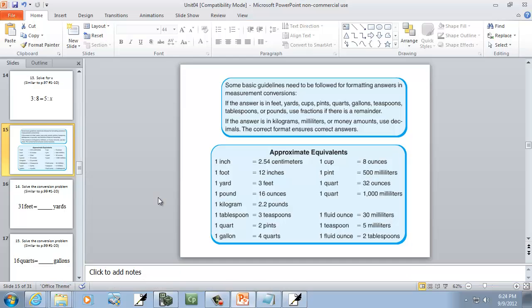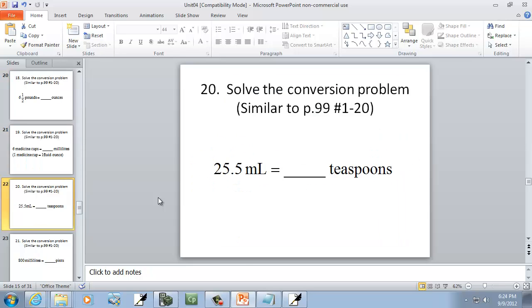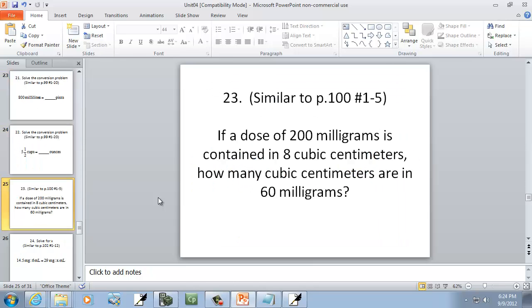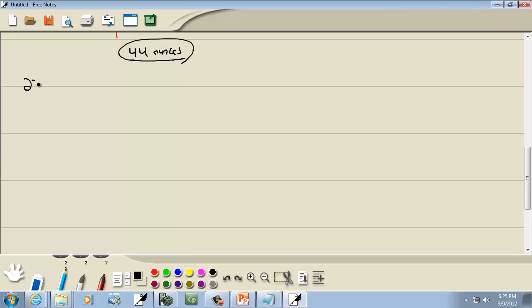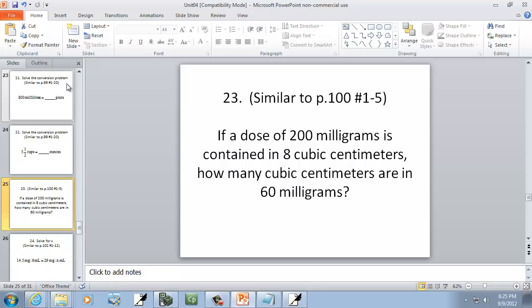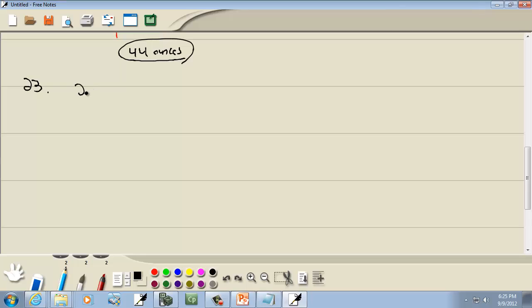Now this next problem, I believe, shows proportions really do have a place. I don't think they're in the conversions that we're just looking at. But this says, if a dose of 200 milligrams is contained in 8 cubic centimeters, how many cubic centimeters are in 60 milligrams? Well, this isn't a conversion. This is showing you a comparison. So we got 200 milligrams in 8 cc's.